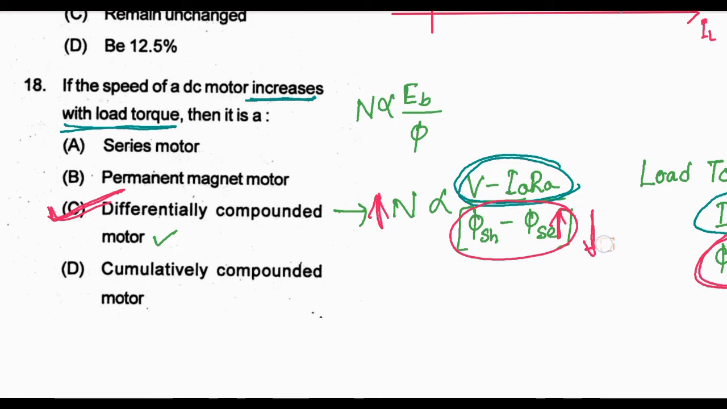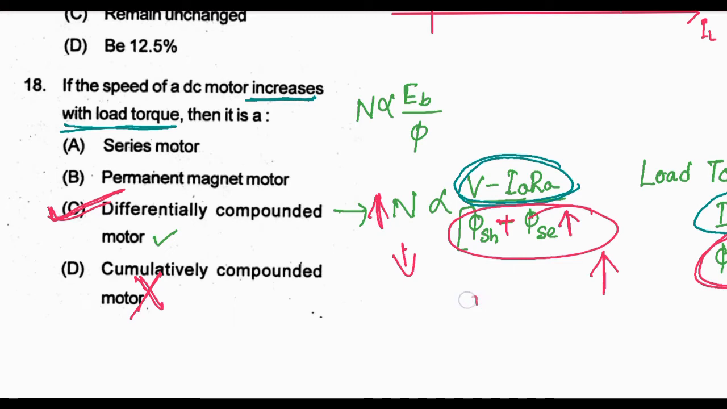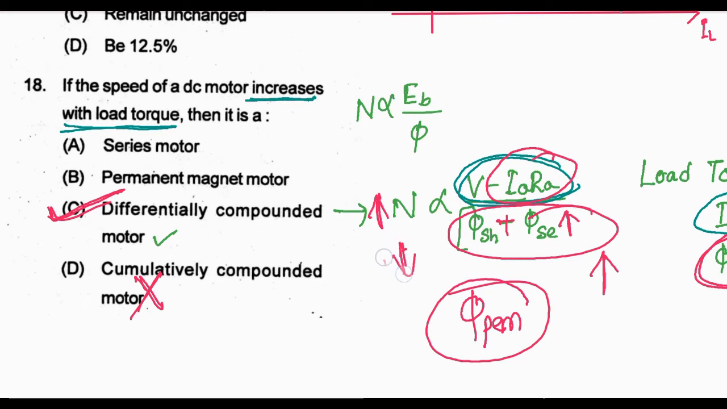And if we consider the cumulatively compound motor, what will happen? This will be plus, and when phi SE increases, the whole term will increase, and N will decrease. So this is not the answer. And in case of a permanent magnet motor, phi permanent magnet is always constant and not depending upon the load current. And the load current is decreasing, N is also decreasing. So this is not the case.